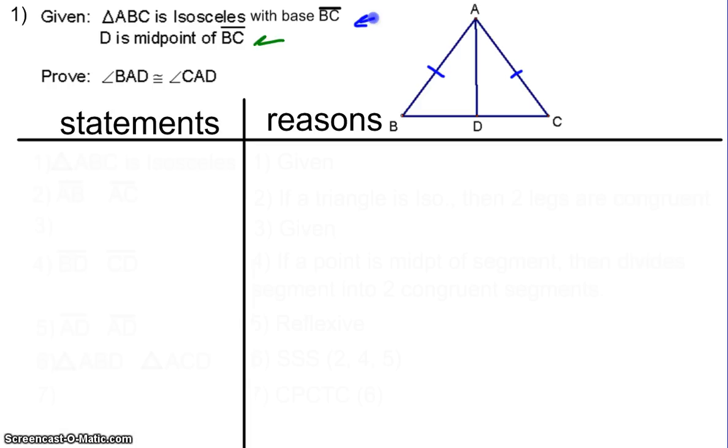Based off of the second given that D is the midpoint of BC, we know that the midpoint divides it into two congruent segments. Looking at the prove statement, we want to get that these two angles are going to be congruent. Those two angles look like they are in the two separate triangles, and we have two pieces of information on each side. And we could use the third side to get the triangles congruent.